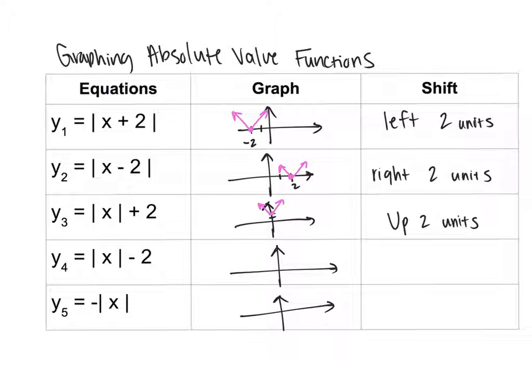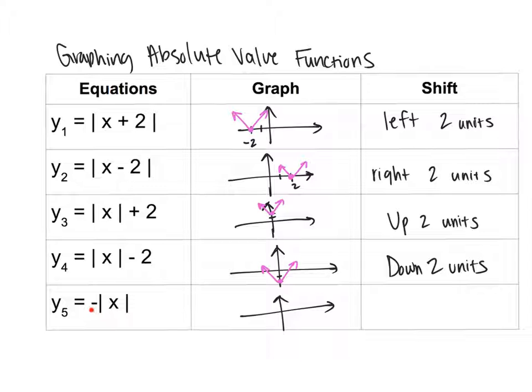Okay? And then the other one must be shifting down 2 units. So down here, and then we're going to make our V. Okay? And so we always start at the origin, and then once we figure out our shift, we're going to shift in that direction.